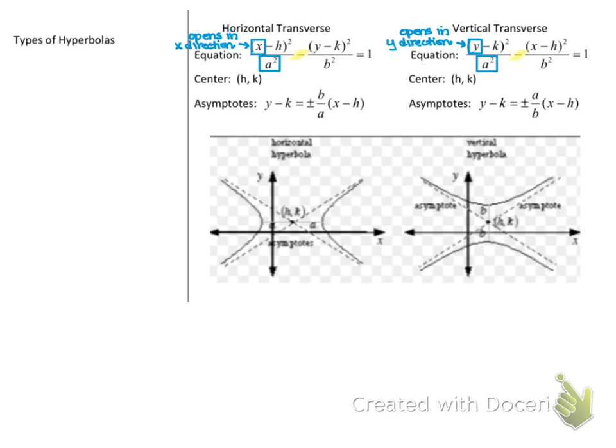And then the asymptotes. Okay, so we want to be able to write the equation of a line, which is ultimately what this thing is. So if I take a look at the asymptotes here, it doesn't matter which one you look at. I want y minus k is equal to plus or minus slope times (x minus h). That's it.